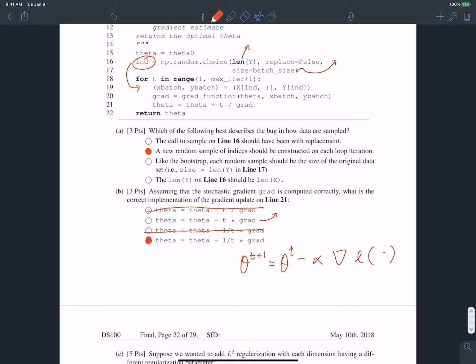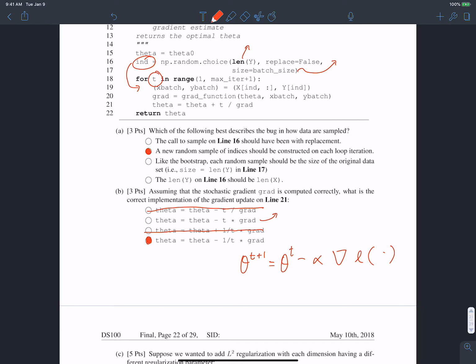And why is that? Because t ranges between 1 and whatever max iterations is. So suppose we want 10,000 iterations. On the 10,000th iteration, we're going to be moving 10,000 units times whatever our gradient is. So we're never going to converge like that, right? For this to work, our step size has to be decreasing or at least not increasing.